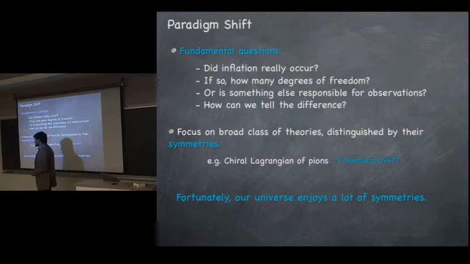So the approach we're going to take today, and I think it's the approach that's becoming more and more present in the community, is to instead focus on broad classes of theories distinguished by their symmetries. That's of course a well-trodden path in particle physics in the 60s, where people were confused about the strong interactions. People focused instead on trying to deduce properties of strong interactions based on symmetries, in particular the parallel Lagrangian proposed by Weinberg to describe pion physics. These are very powerful methods. And I want to claim that it's a very useful approach to cosmology, precisely because we happen to live in a universe that has a lot of symmetries. I think it's a promising way forward.